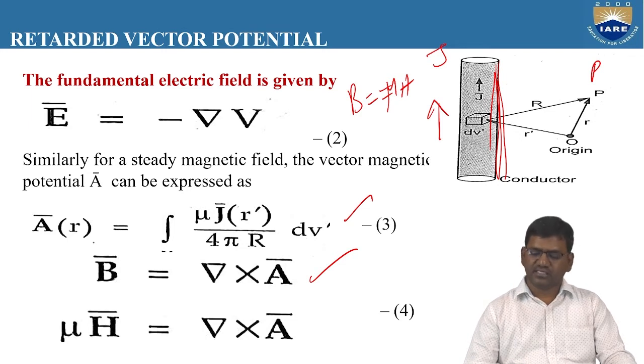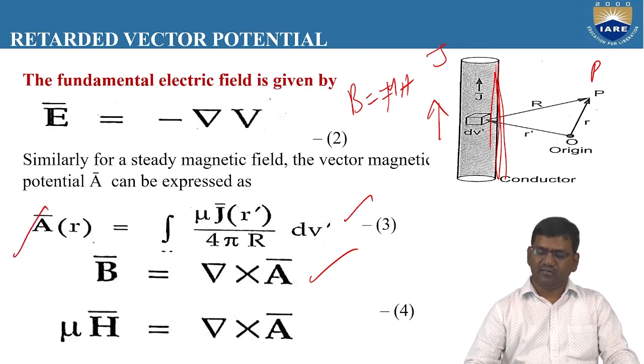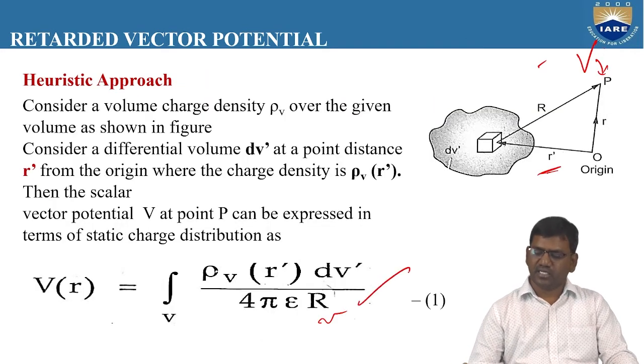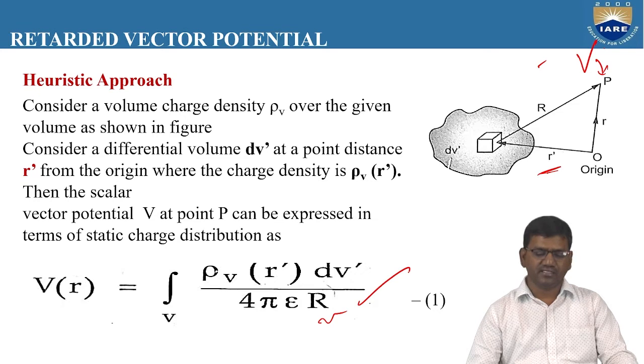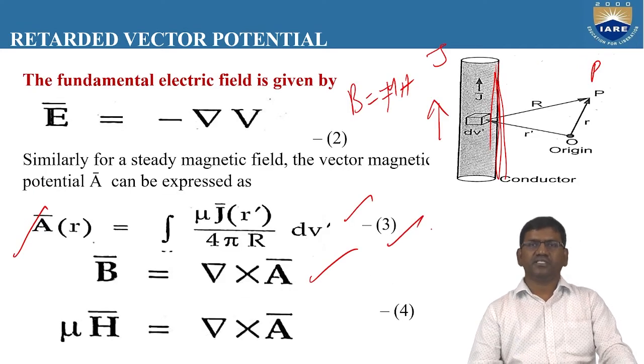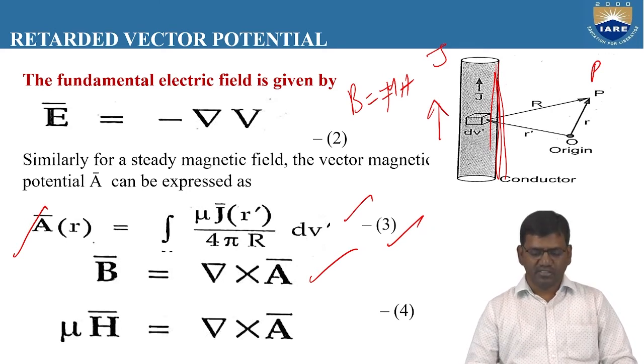So these are two different potentials: the electric scalar potential and the magnetic vector potential. Equation 1 is represented as the electric scalar potential, and equation 3 we are going to represent as the magnetic vector potential. A bar of R is equal to the integration of mu of J of R dash by 4 pi R into dV dash.